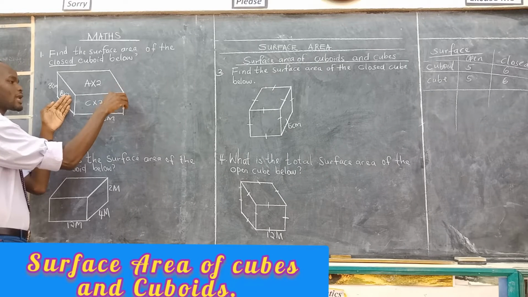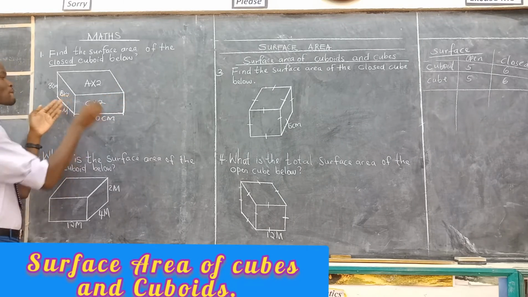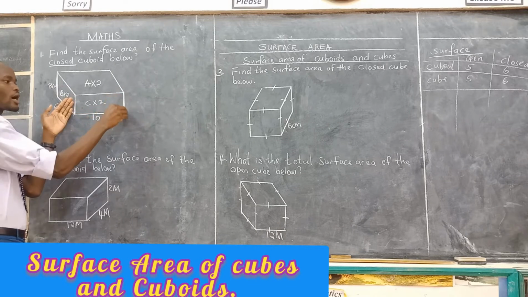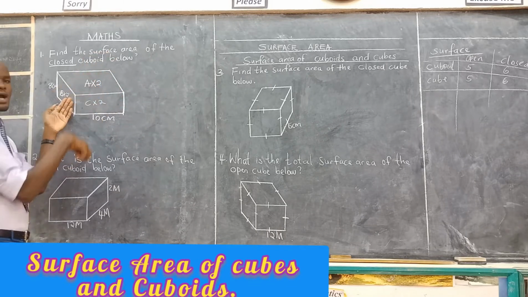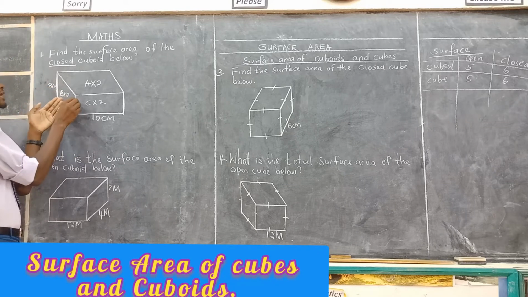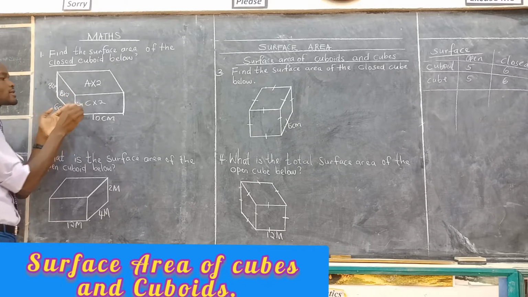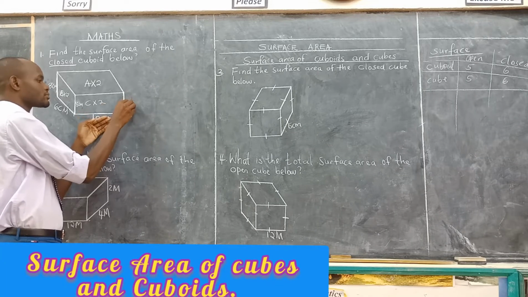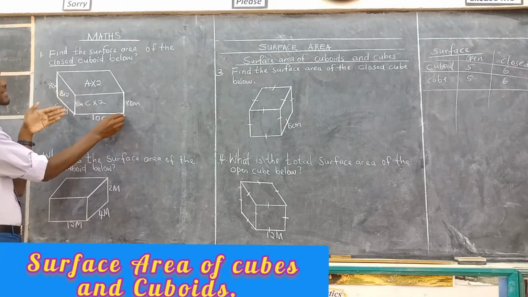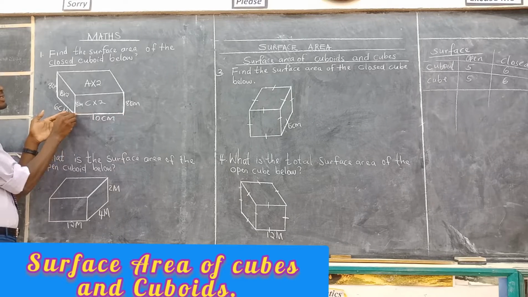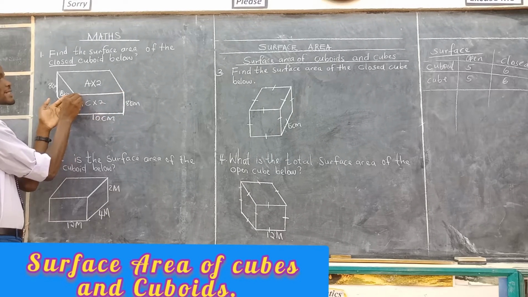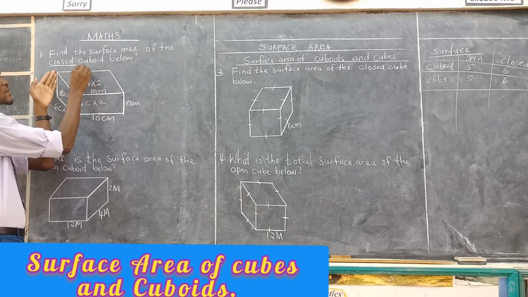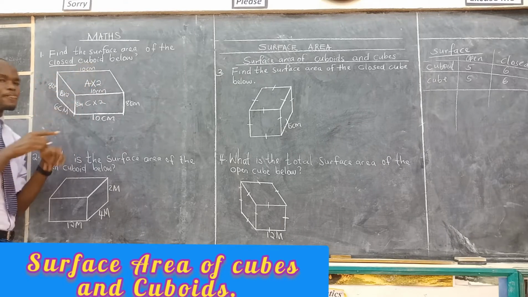What is the measurement of this line? Yes, you will find that this one is height. The other side we still have height. So it means this one is 8 centimeters. This is also 8 centimeters. This is 10 centimeters. This is also 10 centimeters. This is also 10 centimeters.